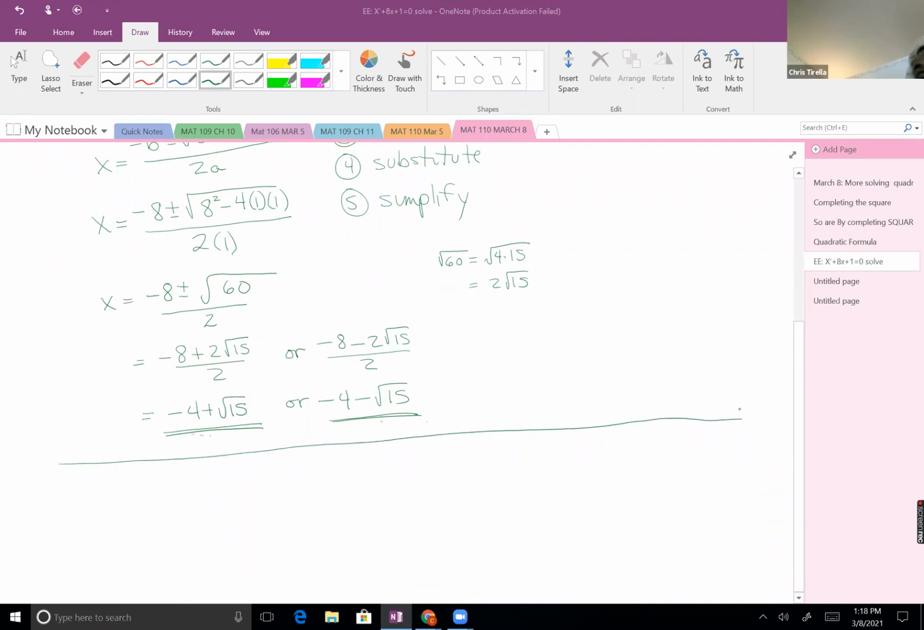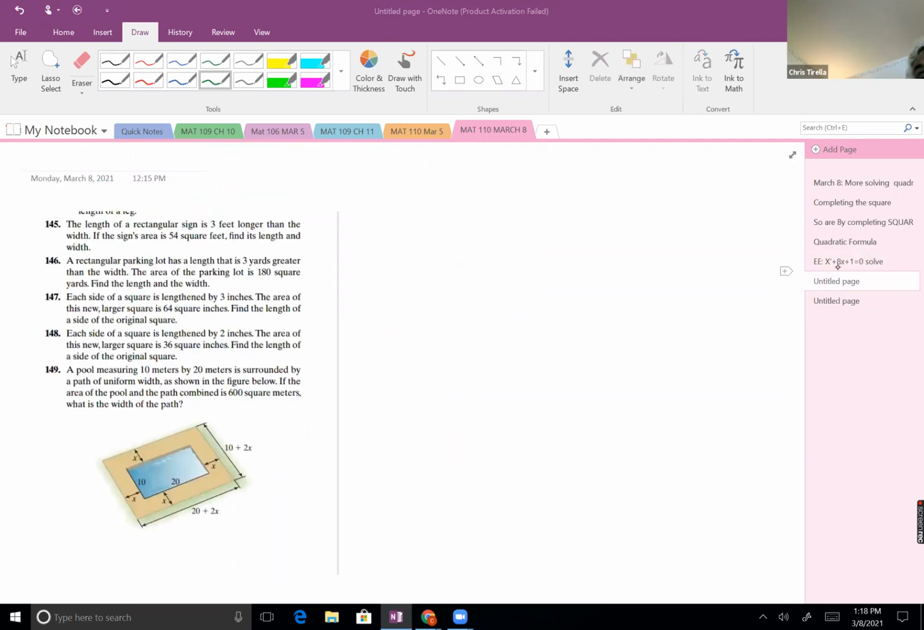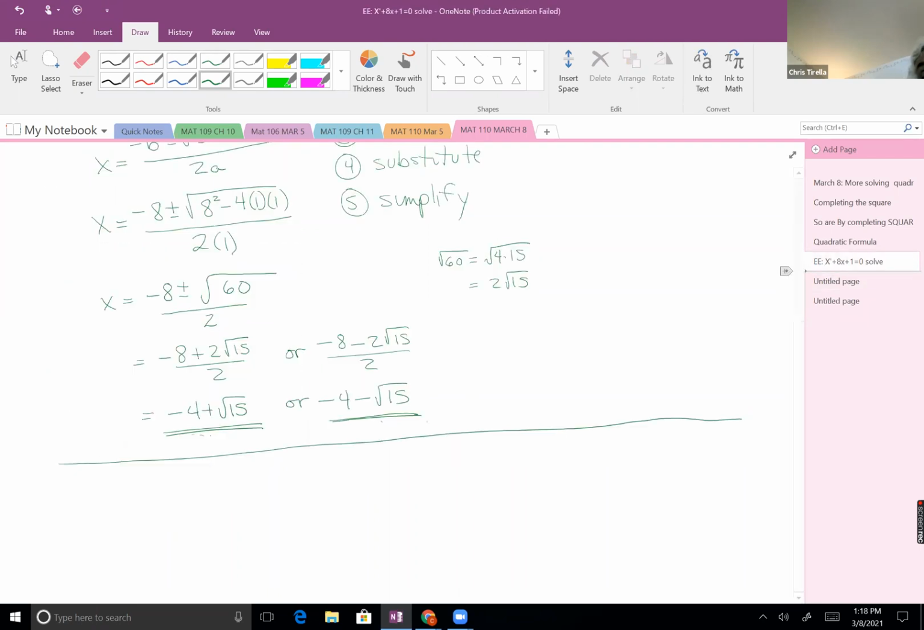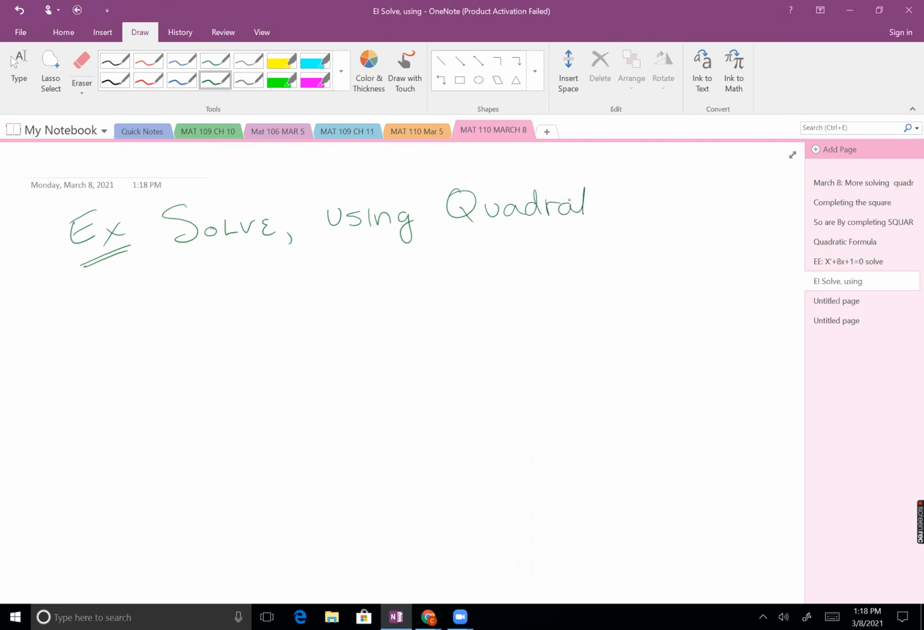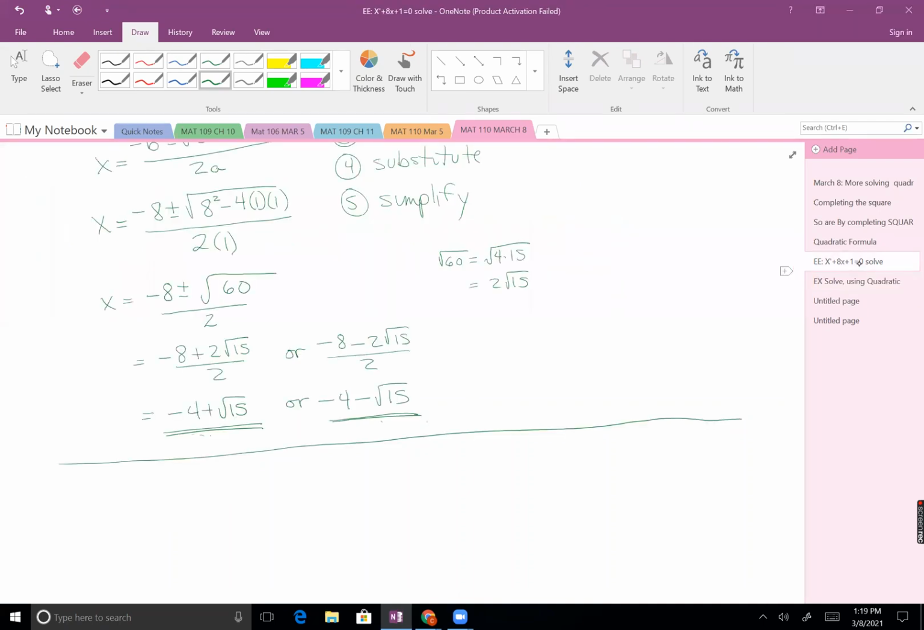Let's look at, oh, no, I don't want that yet. Another example, let's solve using the quadratic formula. I wasn't. Yeah, Nicholas, what's up? I was still writing that last other one. Sorry.